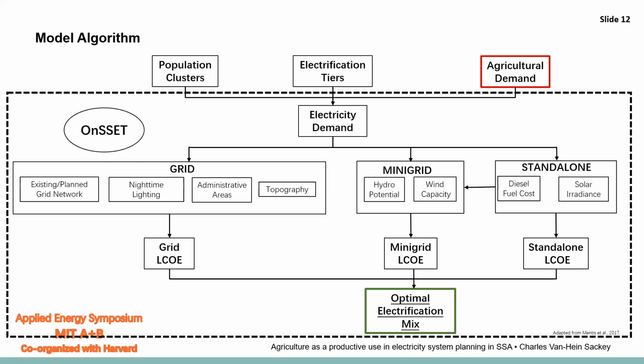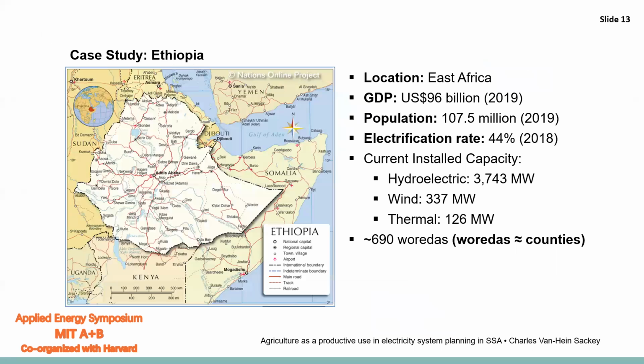So having estimated electricity demand, ONSET then uses energy system specific data to calculate the levelized cost of electricity for the 7 supply options, which here are categorized into grid, mini grid, and standalone. And the model then selects the lowest LCOE technology for each cluster as the optimal electrification mix for the country.